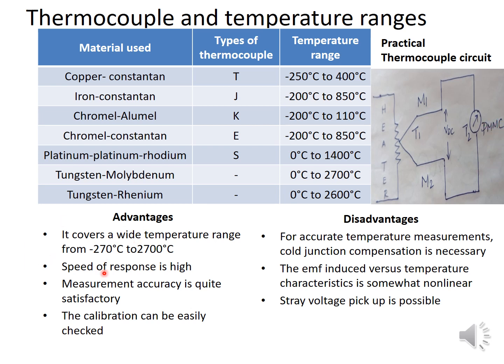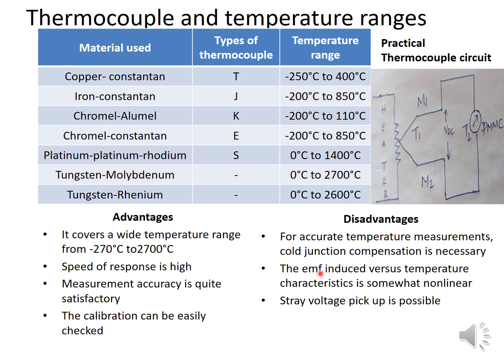Now this thermocouple has many advantages. It has a very wide operating range, between -270 and 2700 degrees Celsius. The response of the thermocouple is high, and so is the accuracy. Even if you have any problem with the thermocouple, it can be calibrated easily. But apart from that, we have many drawbacks.